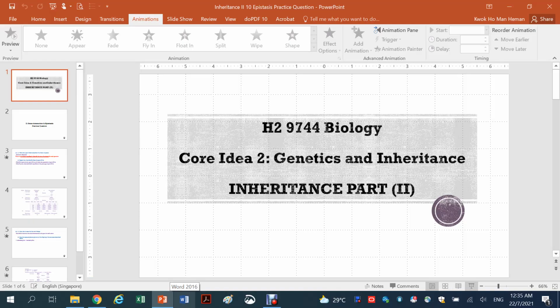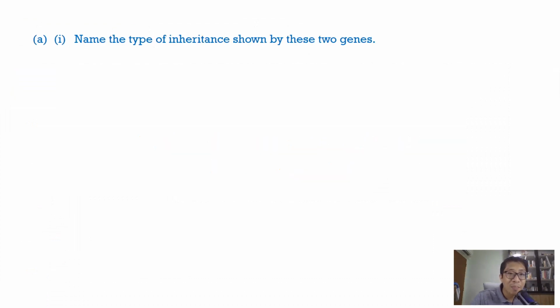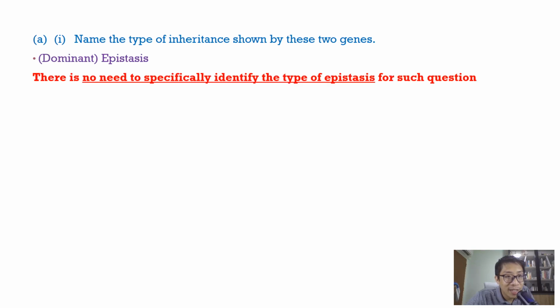All right, we will be looking at the practice question in the notes for epistasis. Okay, so the first question is the type of inheritance shown by the two genes. As the question says, one gene, gene B, determines whether there is the presence of bands. The other gene, gene M, determines the banding pattern, whether it's mid-banded or five-banded. So in this case, it is epistasis, or if you want to be more specific, dominant epistasis.